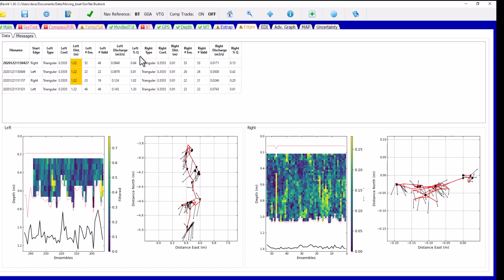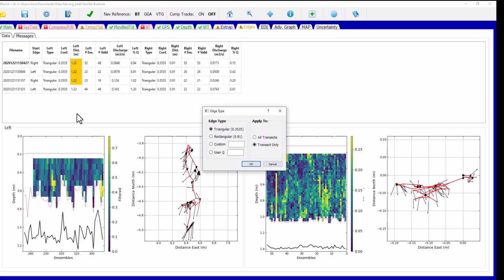The edge table allows us to change a lot of settings. First, we can change the start edge if that was entered wrong in the field by clicking in the start edge column, and we could change from left to right or right to left. We can change the type of edge by clicking under the type column, and we can choose the shape, either triangular or rectangular, or if we have an irregular shape, we could put in a custom coefficient.